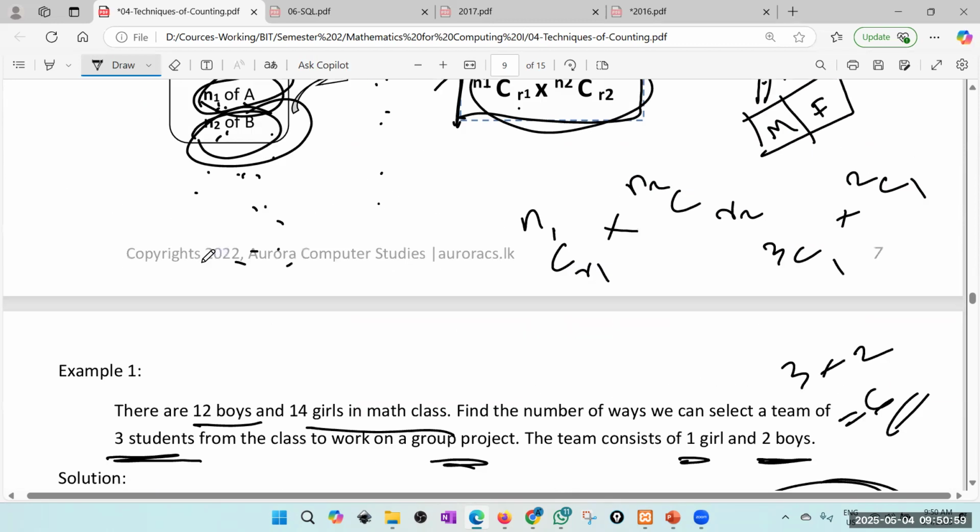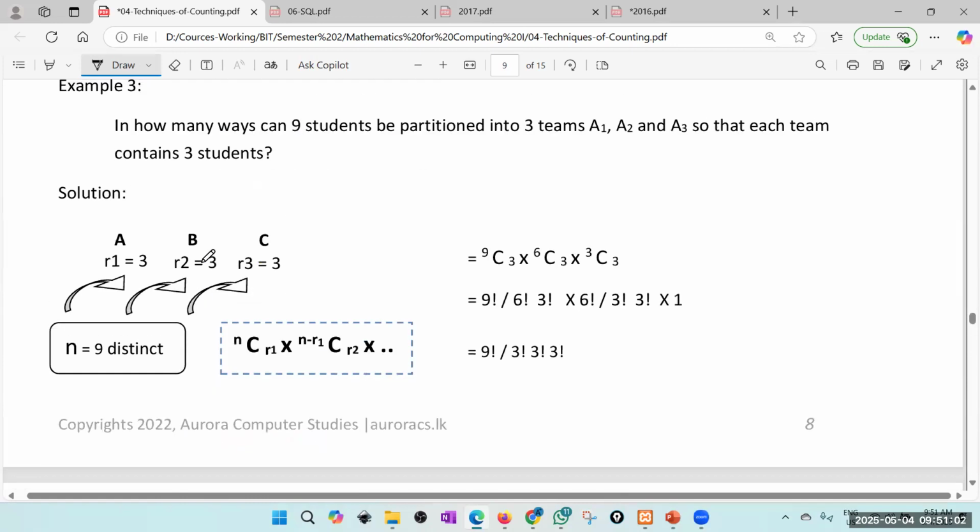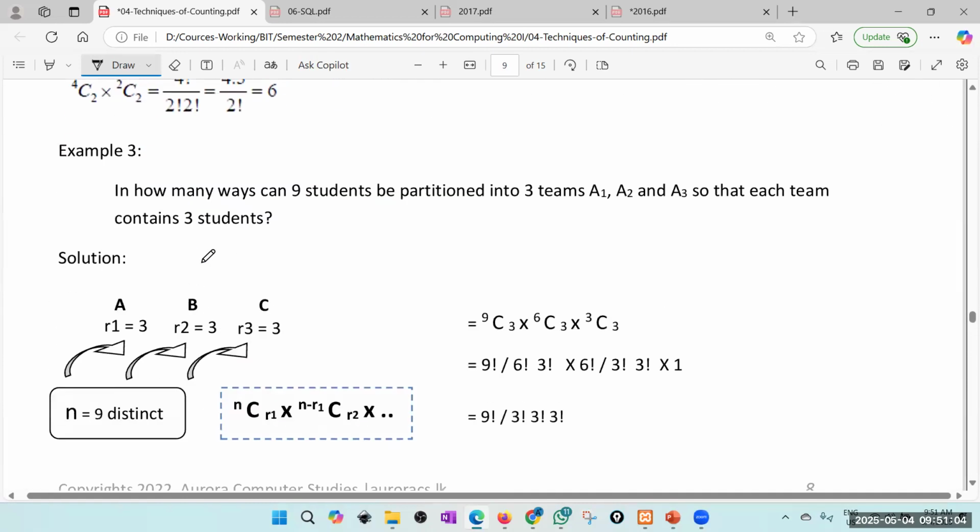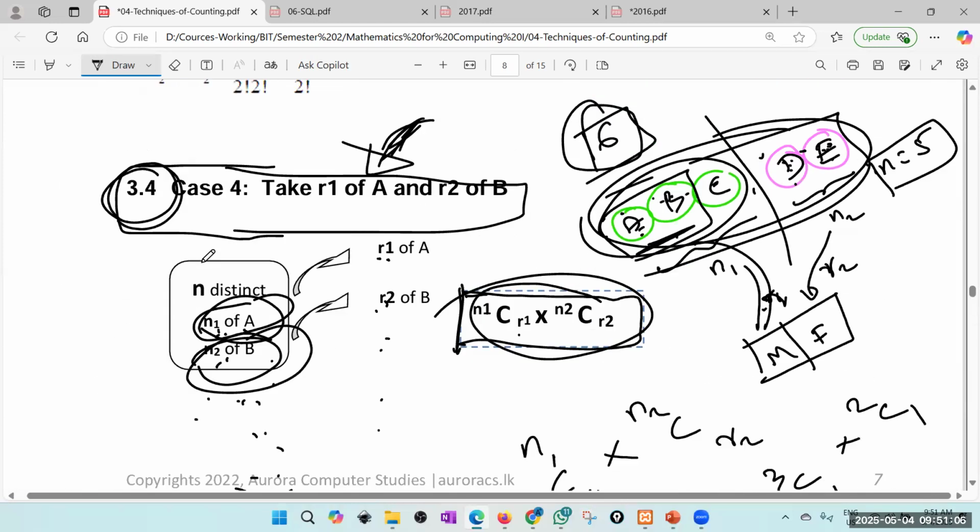Right. Now anyway, that is our case 4, right? That is our last case actually. For combination, now let's move on to case 3.